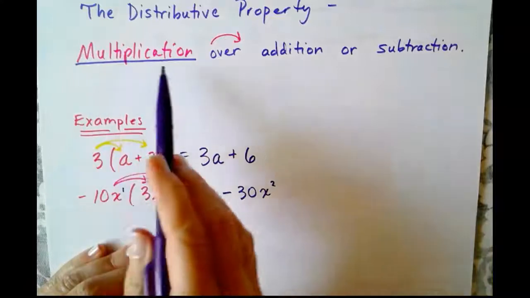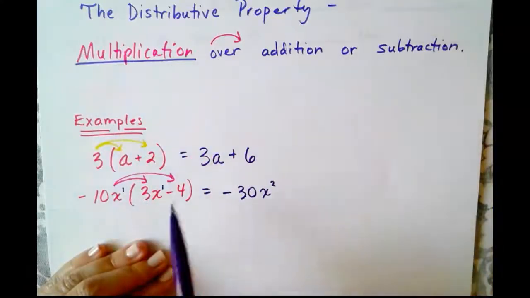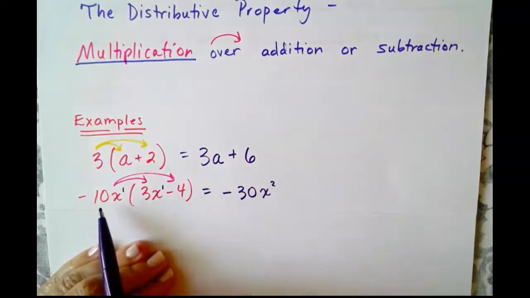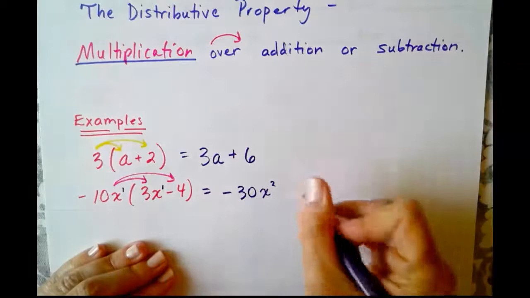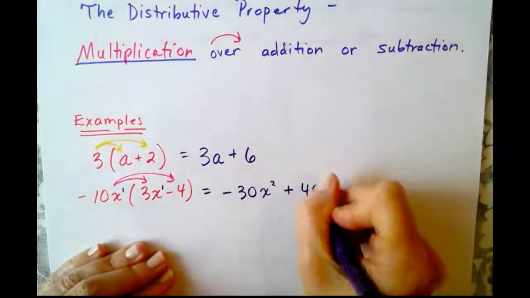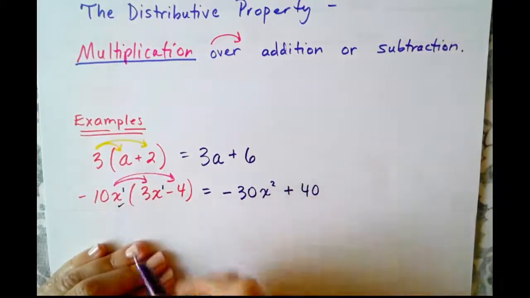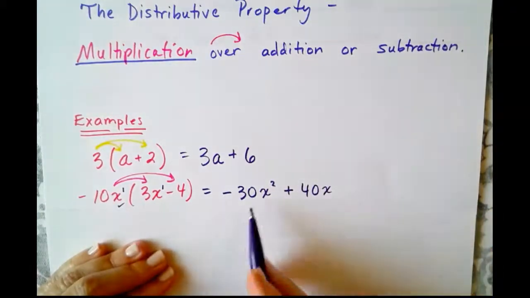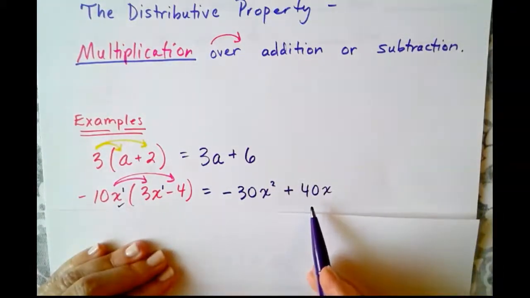Next, multiplication over addition, or in this case, subtraction. Now we have a negative 10 times a negative 4. A negative 10 times a negative 4 is a positive 40. And then we have 1 power of x that gets multiplied through as well. This is our simplified expression.